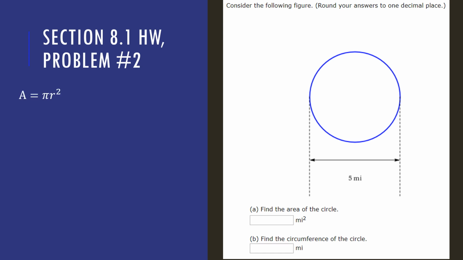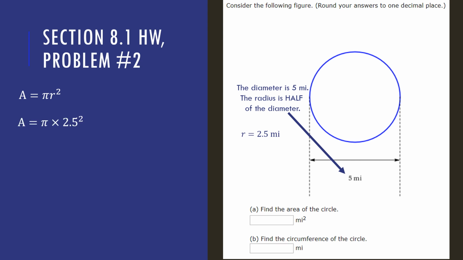So we already know that the area of a circle, the formula is pi times r squared. Now, in order for us to use this formula, we need to know the radius. The diameter of this circle is 5 miles. The radius is half of the diameter. So the radius is going to be 5 divided by 2 miles, which is 2.5 miles. Now that we know that the radius is 2.5, we can find the area. So the area is going to be pi times 2.5 squared, so the radius squared.